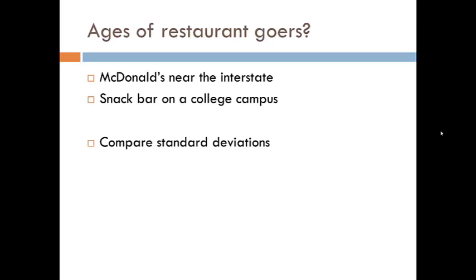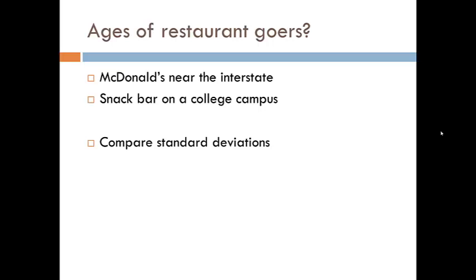Now, if you were to compare the standard deviation, or variability, of the ages of the individuals who visit these two restaurants, what do you think you would see? Well, the snack bar on your college campus probably is primarily serving college students. We expect then not to see much variability in the age of the people who visit that snack bar, so the standard deviation is probably fairly small.